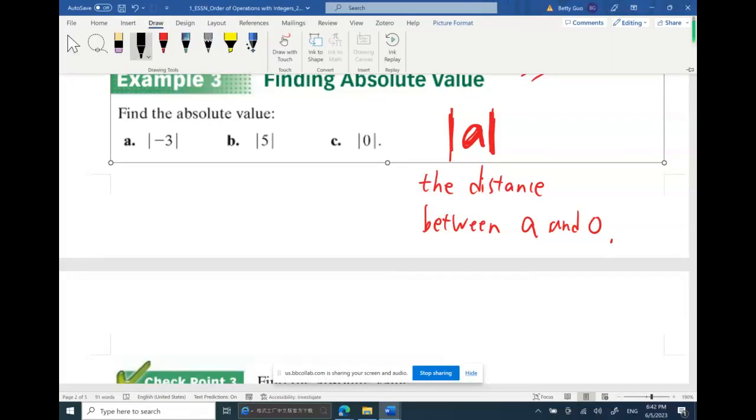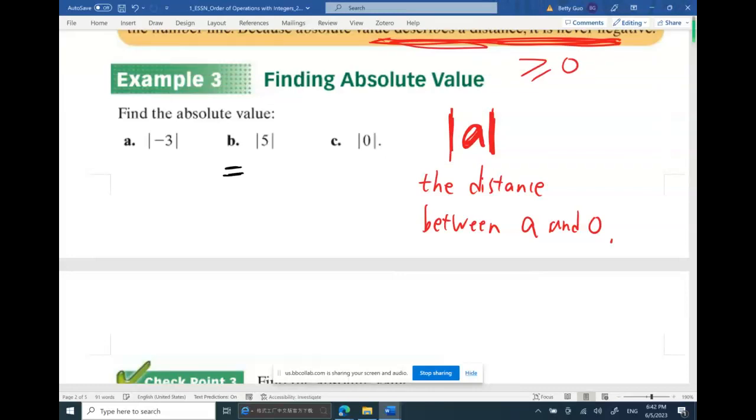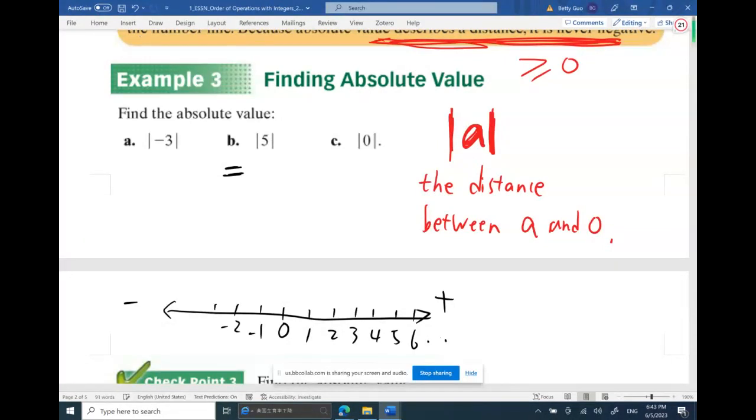I'll start from the absolute value of 5. I will draw the real number line. The real number line has two directions, right? This is positive, this is negative. Let's say the origin is in the middle. And this is 1, 2, 3, 4, 5, 6, and so on. This is negative 1, negative 2, negative 3, negative 4, negative 5, negative 6, and so on. So this is a real number line. All the points on the real number line correspond to all the real numbers in the real number set.